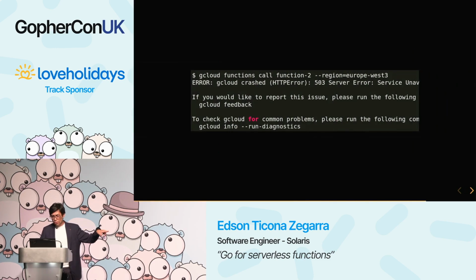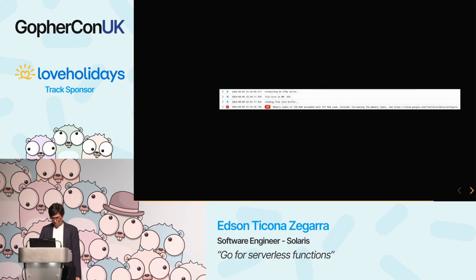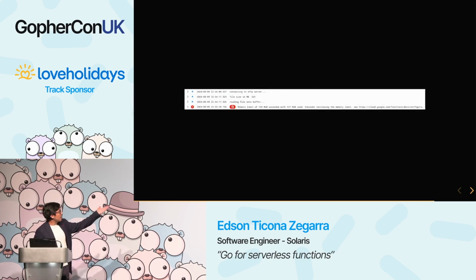On the other hand, when you do the same on Google Cloud, you actually get a 503 server error, service unavailable. And then you get that nice output, memory limit exceeded, which is cool. And you don't have all that stack trace, which is literally not helping me at all. So this is one of the things. Again, you have to deal with your provider.